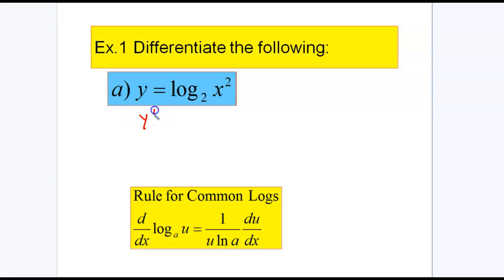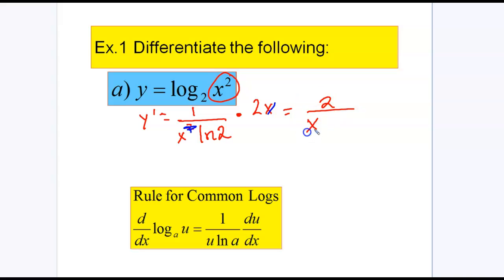So if I want to take the derivative of this, the rule is I go 1 over whatever the function is within my logarithm, which is x squared. And then I also have to divide it by the natural log of whatever the base of my common logarithm is, which is ln 2. And then I times it by the derivative of the function inside, which is 2x. So now if I simplify, this x eliminates one of those. So my final answer is going to be 2 over x times ln 2.